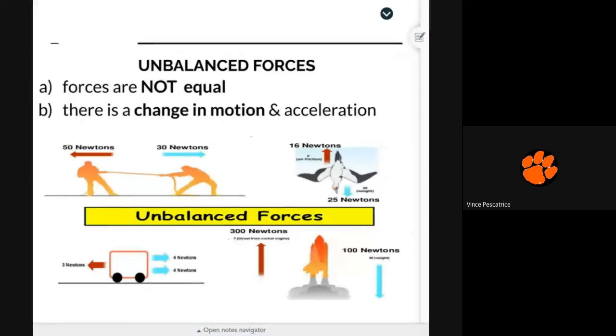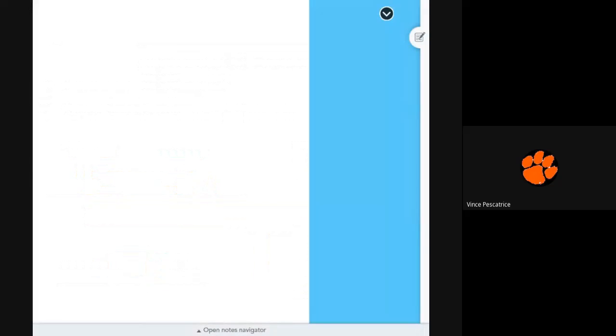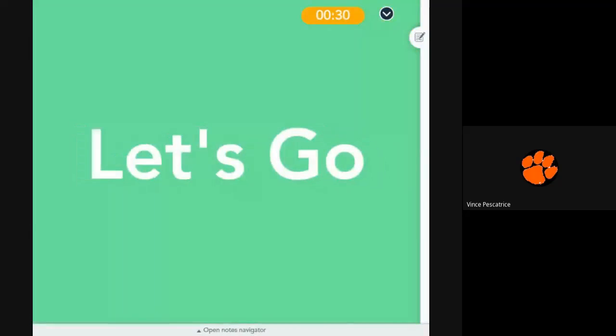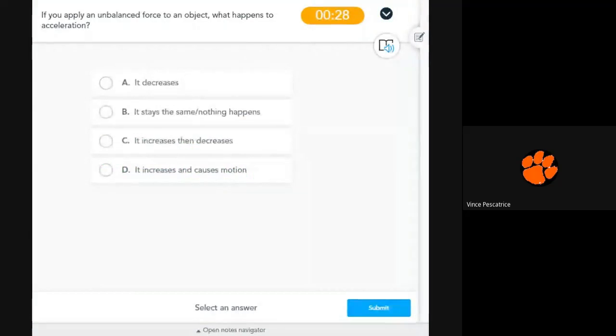All right, so let's see how we're doing. You have 30 seconds to answer this, so make sure you answer it quick. If you apply an unbalanced force to an object, what happens? It decreases, it stays the same, it increases then decreases, or it increases and causes motion. So what happens to the acceleration?